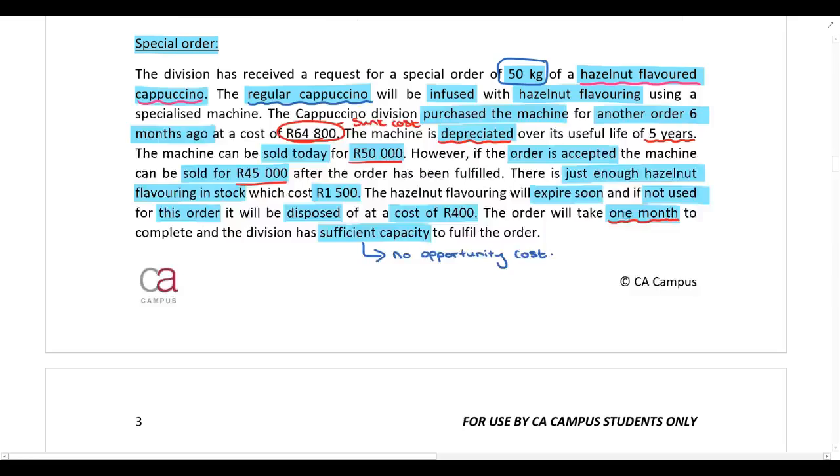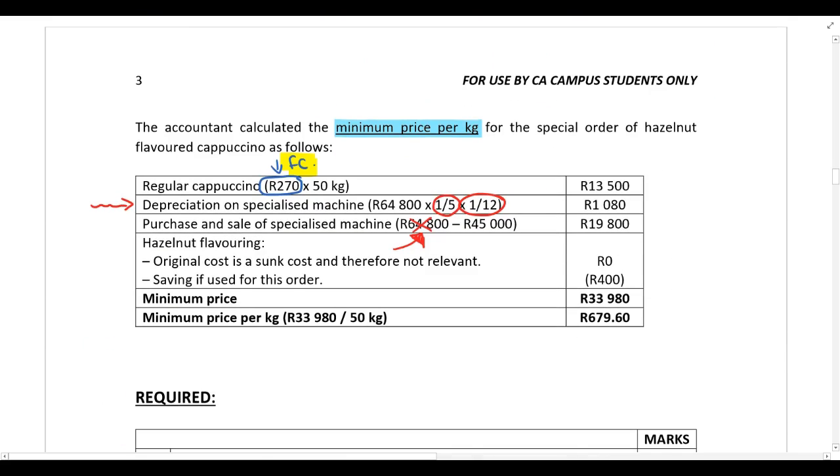Let's see what he's done. Okay, so I already said to you here, that is the original cost of the machine 6 months ago, sunk cost, not relevant. Now what he's doing is he's offsetting that against the proceeds that the division will get on the sale of the machine after the order has been completed. So after the order has been fulfilled, they'll be able to sell the machine for 45,000. So he's got a net cost there of 19,800. Now, that is incorrect. Let me explain this to you guys.